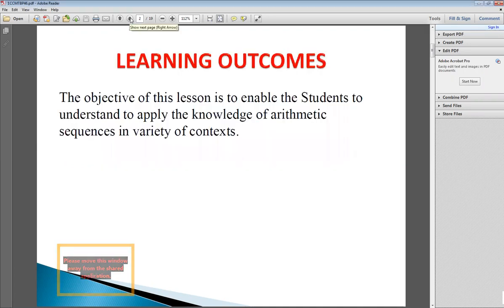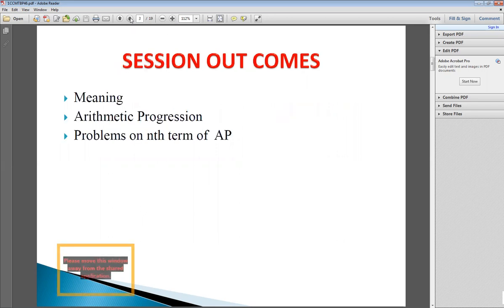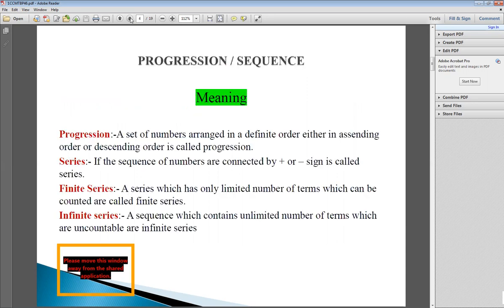The learning outcome of this session is to enable the students to understand how to apply the knowledge of arithmetic sequences in a variety of contexts. The session outcomes are: we are going to discuss the meaning of progression, the types of progression, and also the problems relating to arithmetic progression.